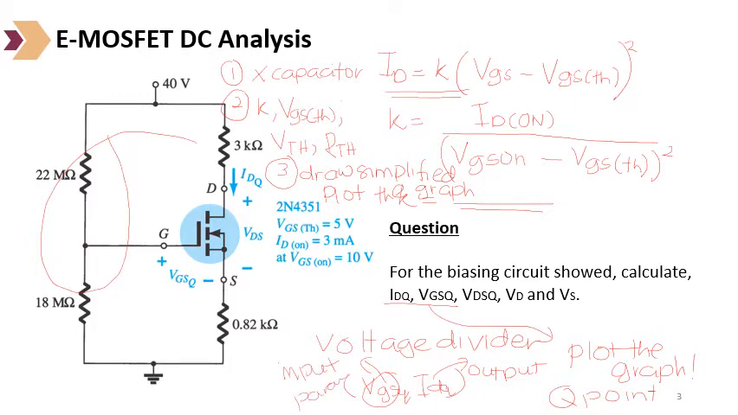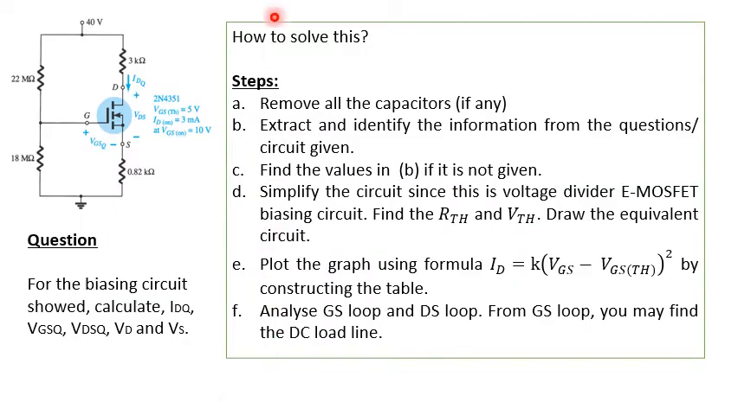Now let's take a look at the next slide. So how to solve this? At first, analyze the circuit. Is there any capacitor in the circuit? No. If there is no capacitor, just move to the next step. But if there is a capacitor, what you have to do is remove the capacitor. You have to make the capacitor an open circuit.